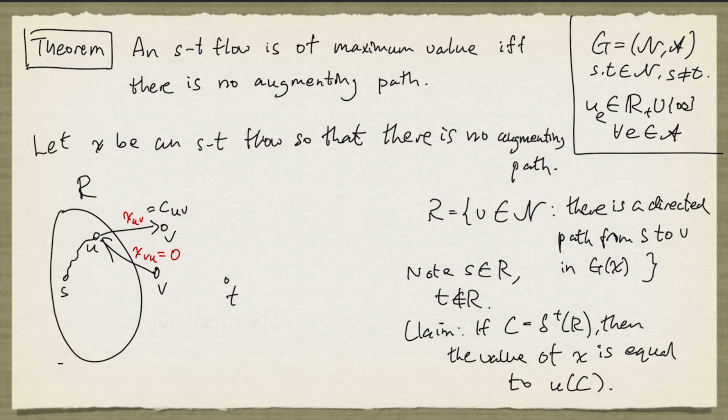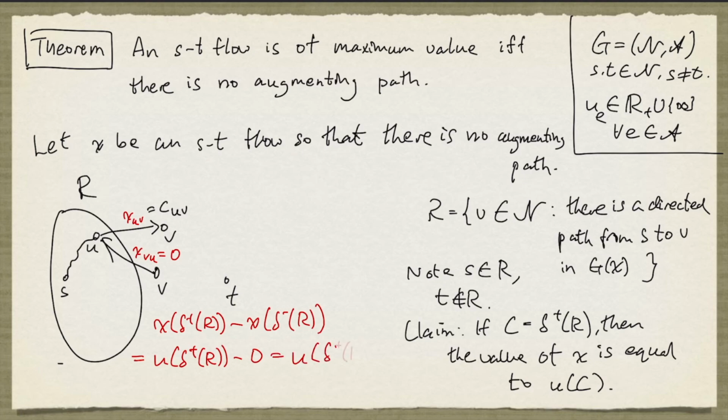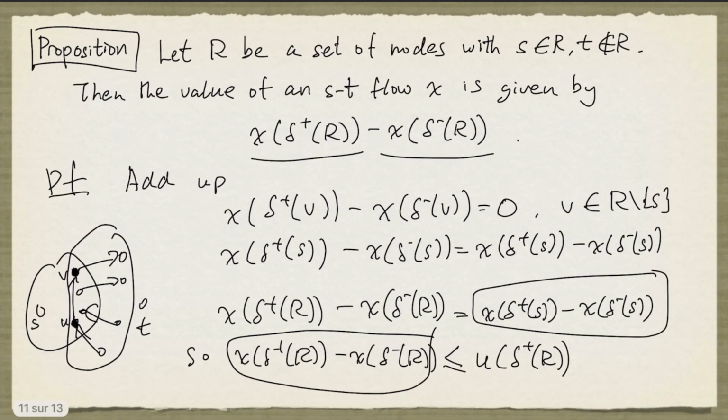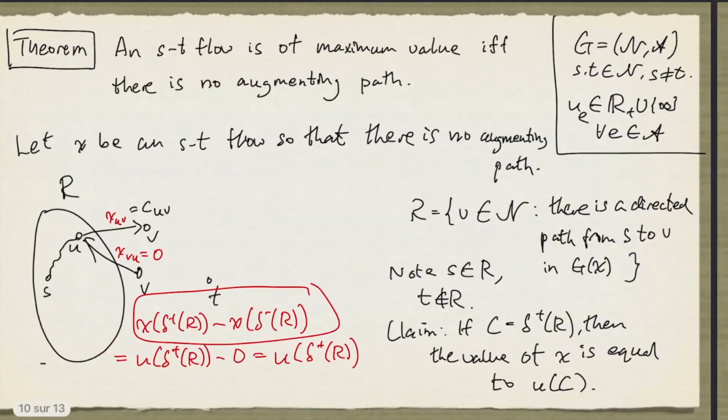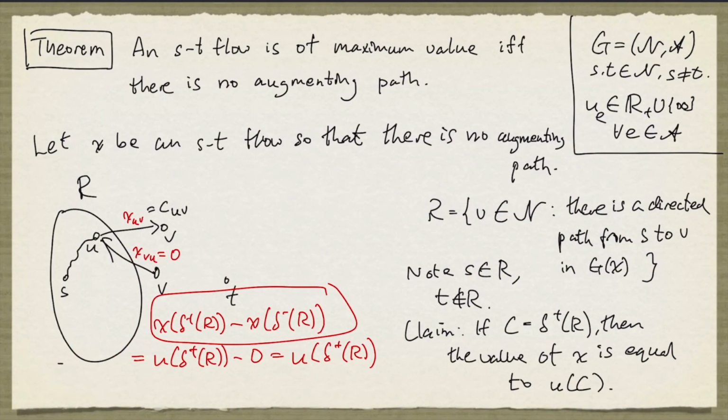So this shows that the sum of the flow values on arcs coming out of R minus the sum of the flow values on arcs going into R is given by the capacity of the ST cut minus 0, which is precisely the capacity of the ST cut. And remember that this, according to our proposition, is the value of the ST flow. And so we have found an ST cut with capacity that matches the value of the ST flow.